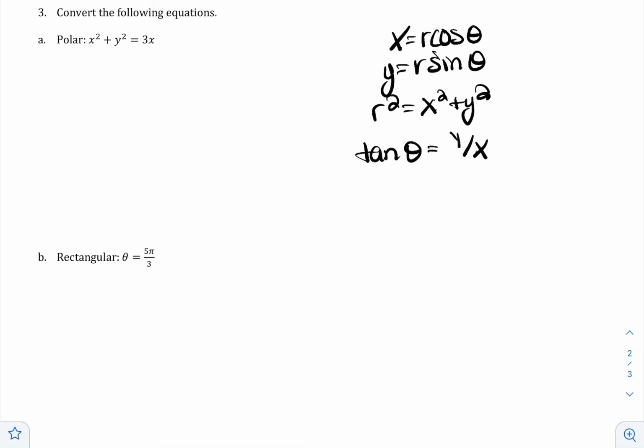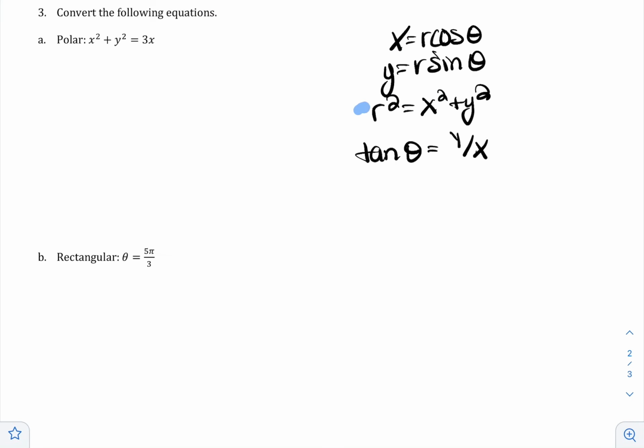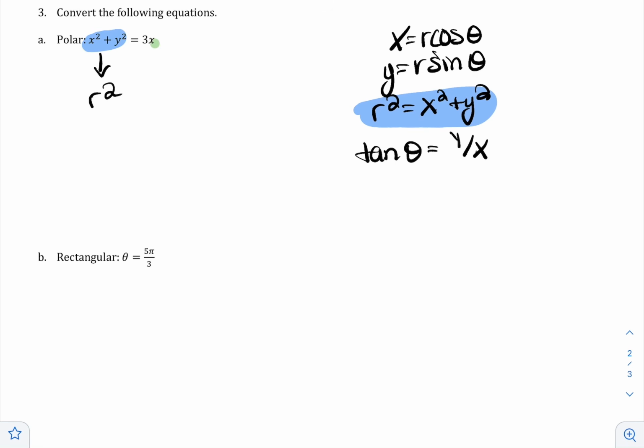So anytime you're converting to polar, you can see the equation currently has x's and y's. I can now have no more x's and y's. I have to convert everything to r's and thetas. So the first thing I notice is that x squared plus y squared is r squared. So I can change x squared plus y squared into r squared. The next thing I notice is that x, which is right here, x is r cosine theta. So I can replace it as 3r cosine theta. Then here the r's cancel because there's 2 on the left and 1 on the right. So it reduces to r is equal to 3 cosine theta.